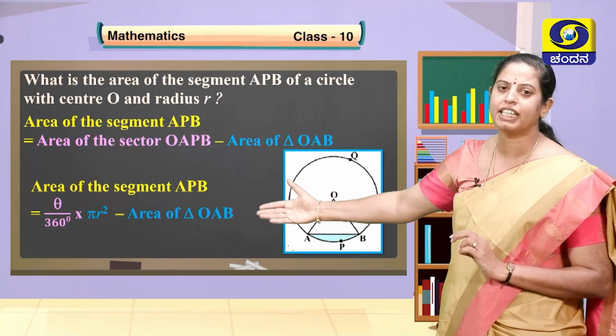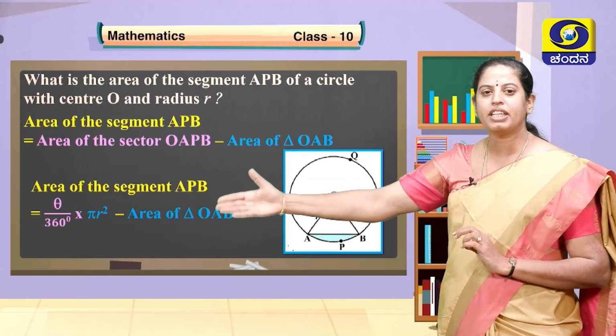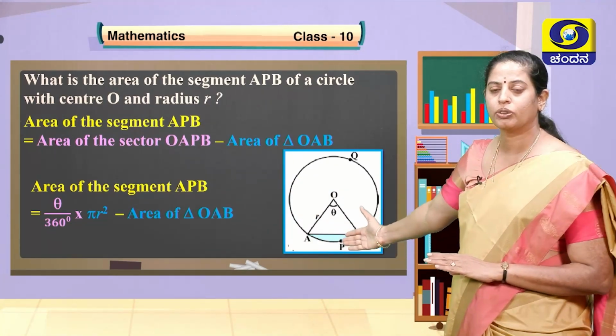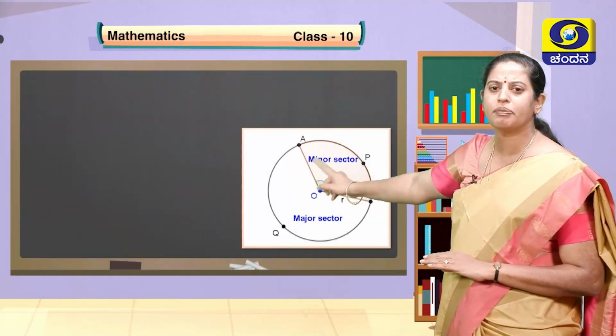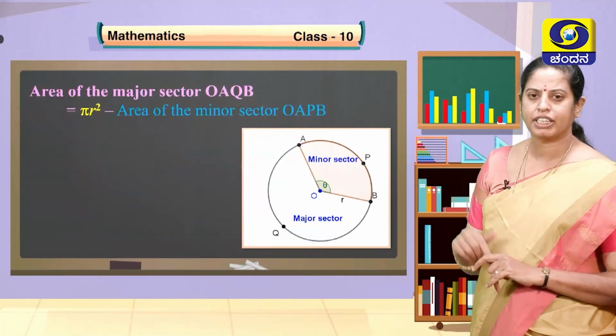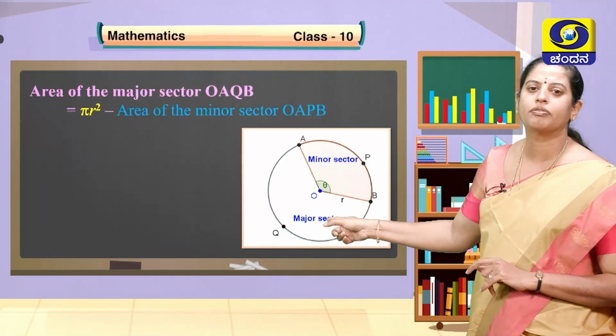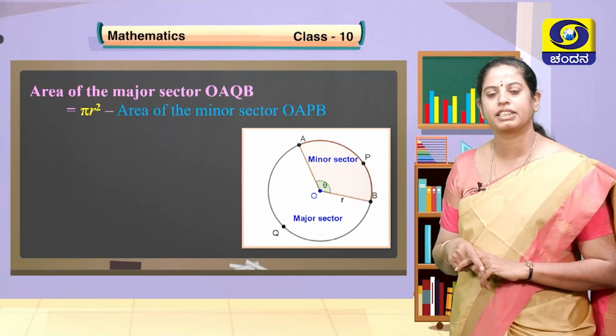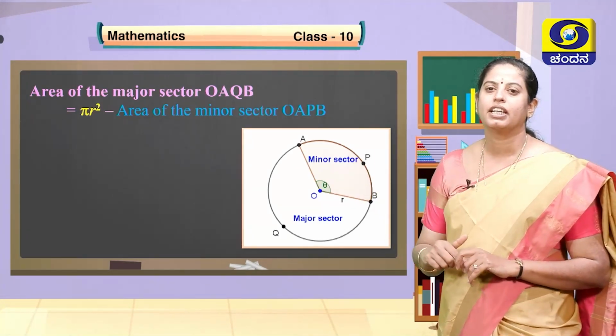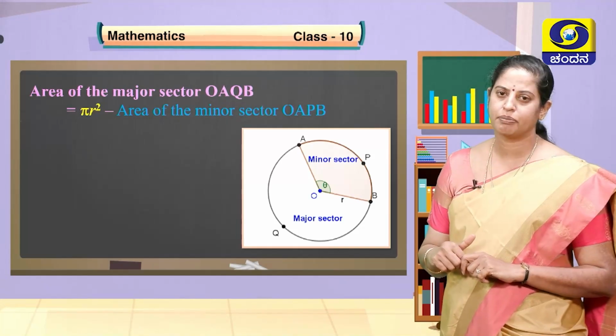If you subtract the area of triangle OAB from the area of the sector, you are going to get the area of this segment APB. Then how to find the area of the major segment? Let us recall how to find the area of major sector. First let us learn how to find the area of major sector, then we will discuss how to find the area of major segment.